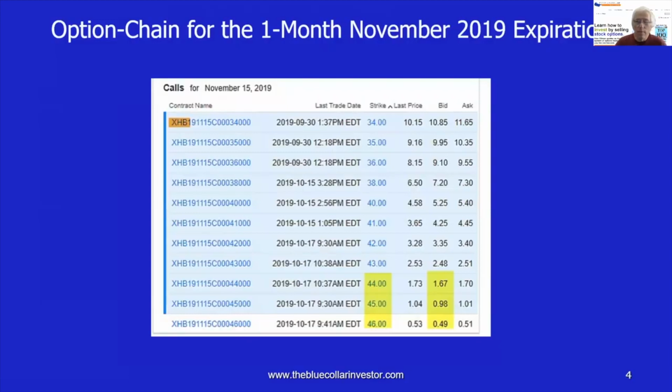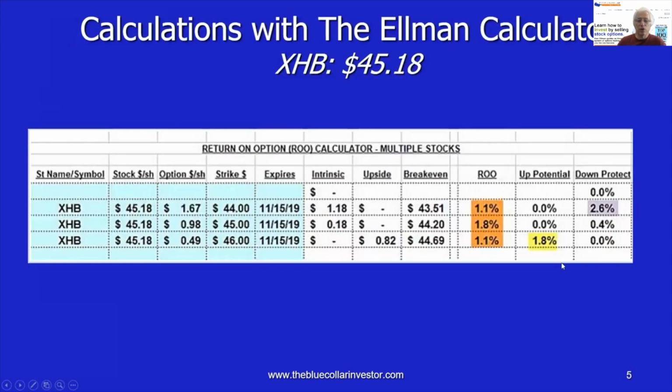Now, if we looked at the 1 month option chain for the November 2019 expirations, we would see that the 44 in the money call generated a bid price of $1.67. The 45 slightly in the money call had a bid price of 98 cents, and the 46 slightly out of the money call had a bid price of 49 cents. So that's the information we glean from an option chain. And then we feed it into the multiple tab of the Ellman calculator, keeping in mind that XHB was trading at 45.18.